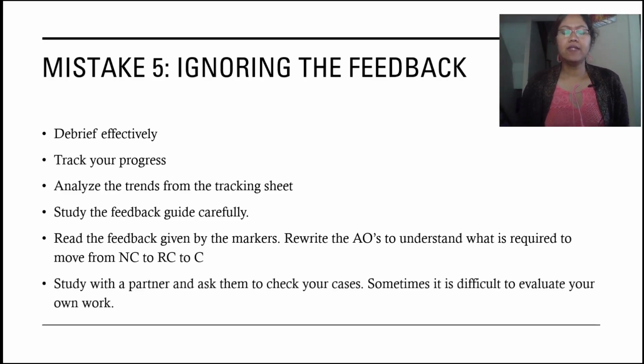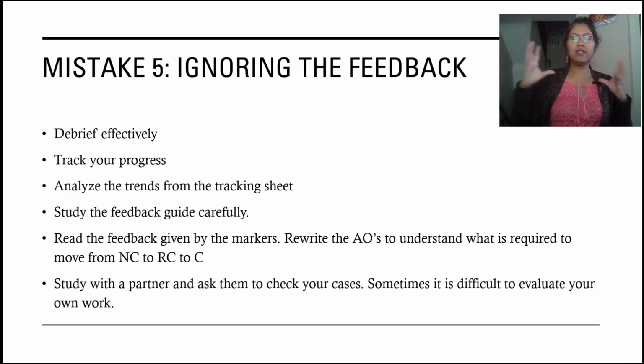Then I have seen that it sometimes helps when you are studying with a partner, because sometimes I'm reading the AO, I'm reading the feedback, and I'm saying, okay, I have written everything. So what is wrong? Why have they not given me C? Why am I at RC? I don't understand. Because in your head, when you're writing, what you actually write on paper and what you're thinking, there is a huge difference.